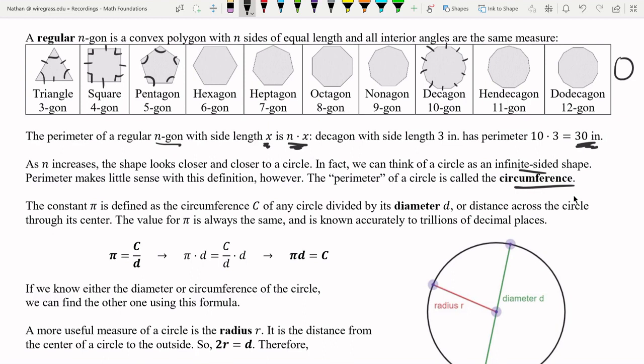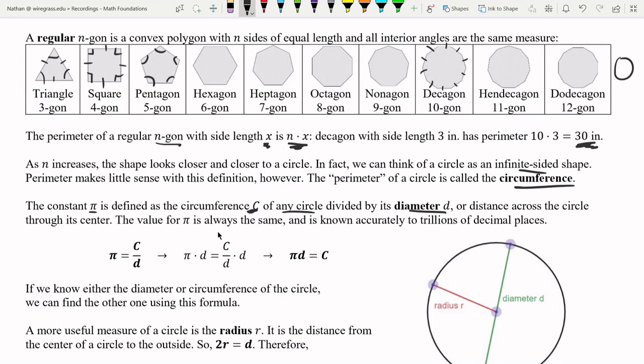It's still the measure of the outside of a circle, just like a perimeter is the measure of the outside of a shape. Now, the constant pi is defined as the circumference of any circle, it doesn't matter which circle it is, divided by that circle's diameter. The diameter is just the distance across the circle, and that distance has to go through the center of the circle. It's going to be the longest distance you can get with that kind of a measurement.